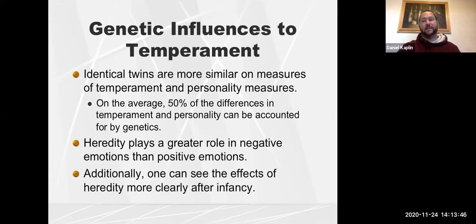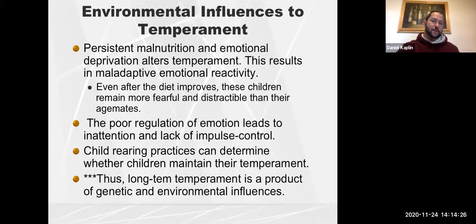So how do genetics play a role in temperament? Well, we see that identical twins tend to be more similar in measures of temperament and personality. So about half of the differences in temperament and personality can be linked to genetics, which is not shocking, but that means the other half is linked to environmental factors, right? So heredity plays a role in negative emotions to a greater extent than positive emotions. And we can see heredity much clearer after infancy, where there's a lot of natural variability.